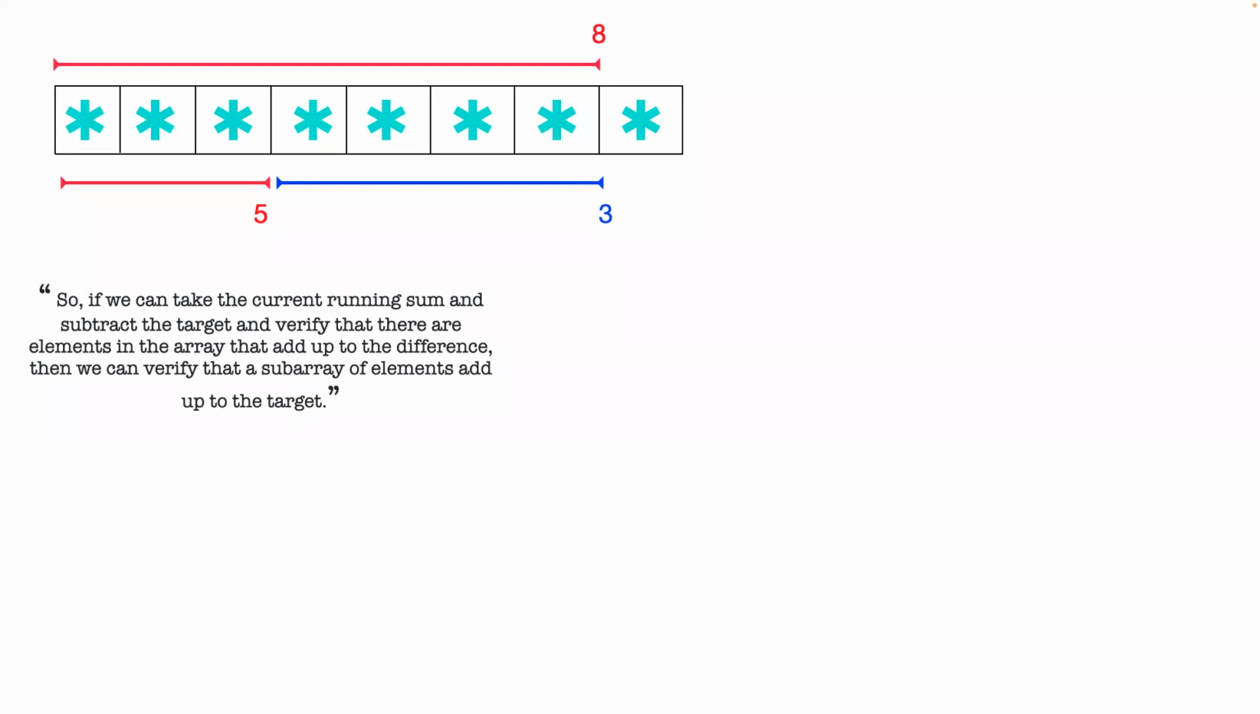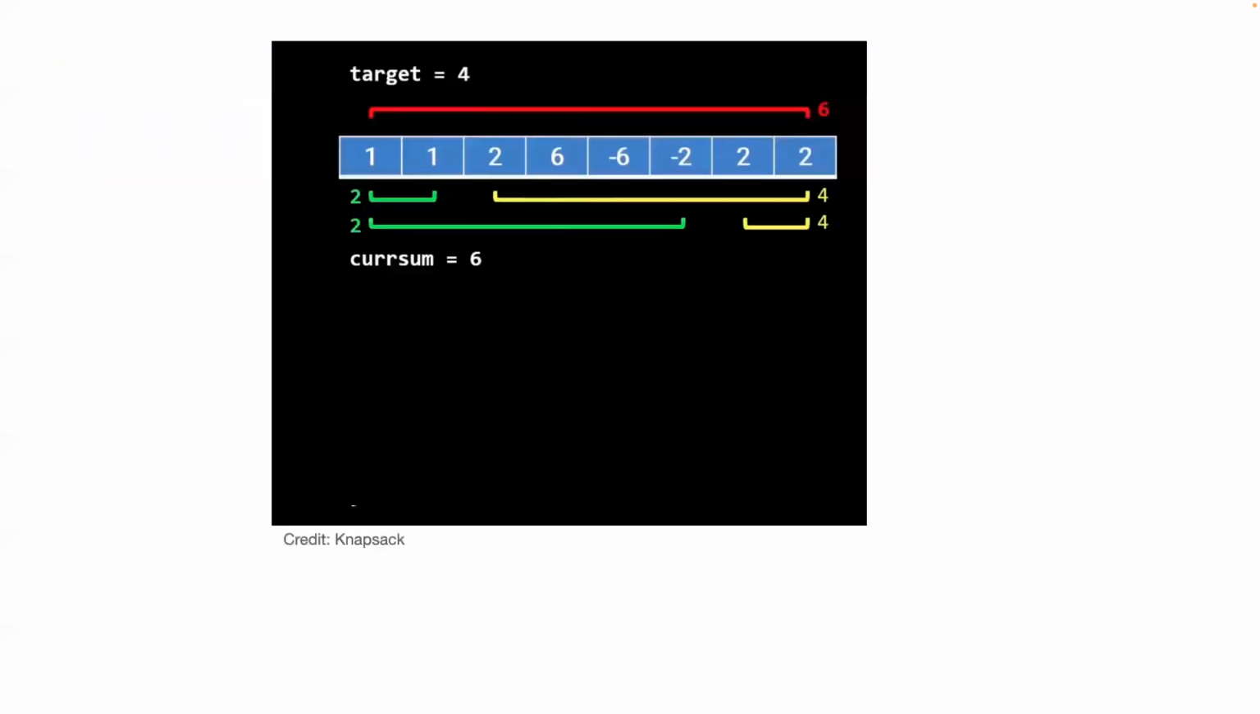So this is a verification process. If we can take the greater part and subtract the smaller part, and if that smaller part exists, then the intermediary part also exists. Here's another example to sort of hammer in the point.